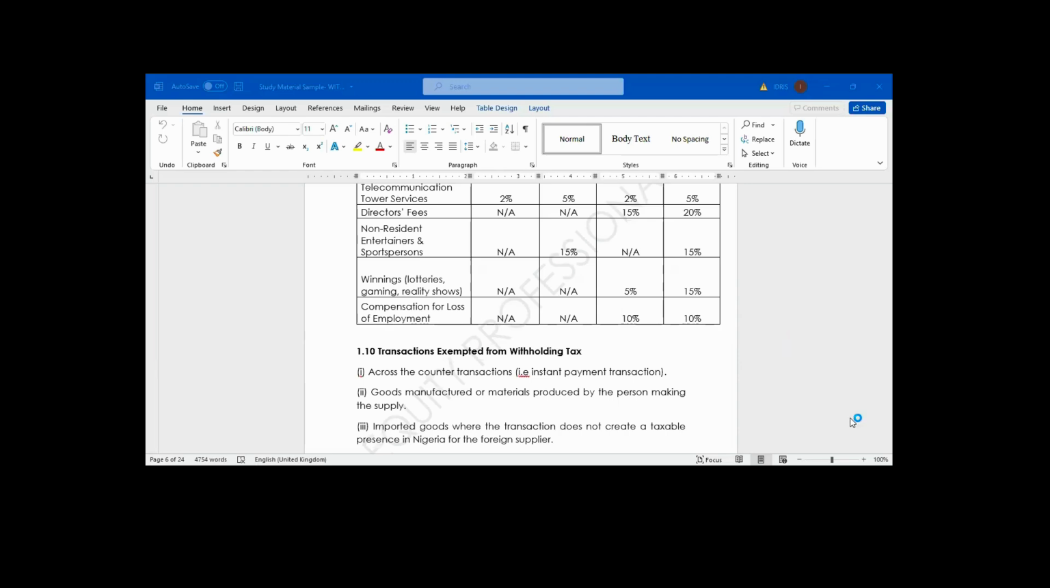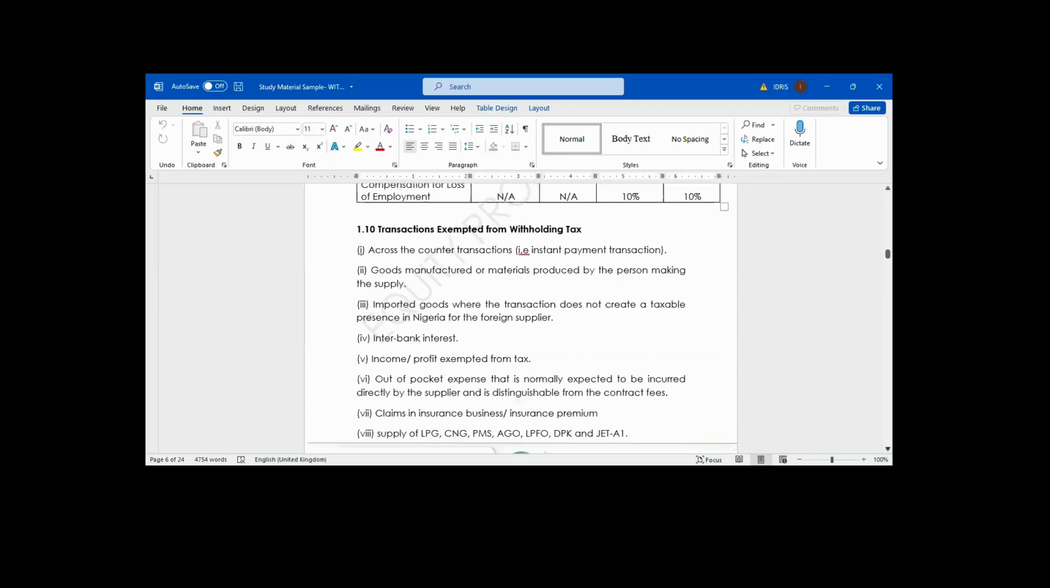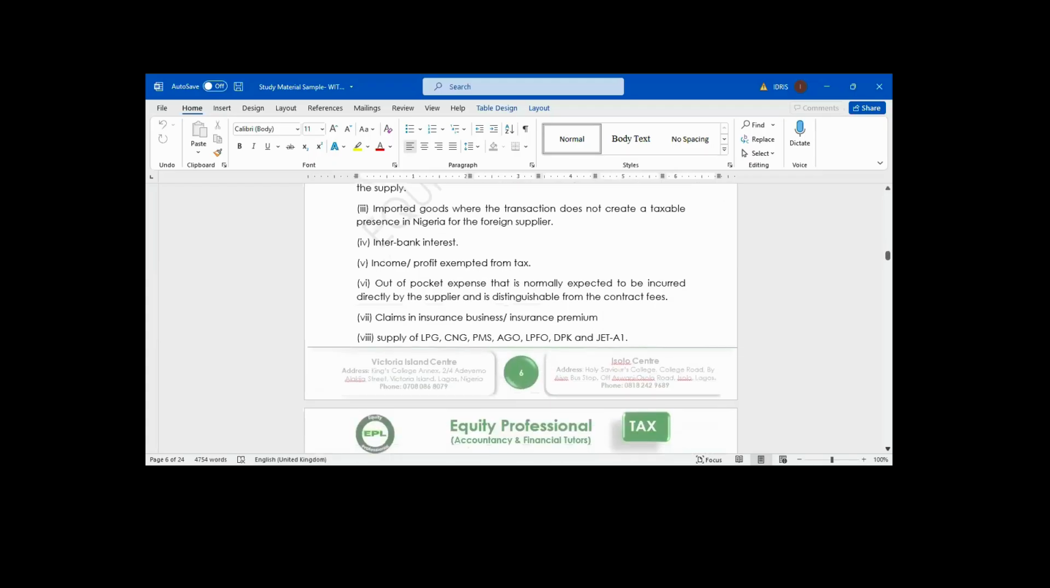Another one. Goods manufactured or produced by the person making the supply is also exempted. Another one is imported goods. When you order goods, you want to import a good from outside the country. Where you import the good, you cannot tell them you want to deduct withholding tax, because they did not fall under your tax jurisdiction.